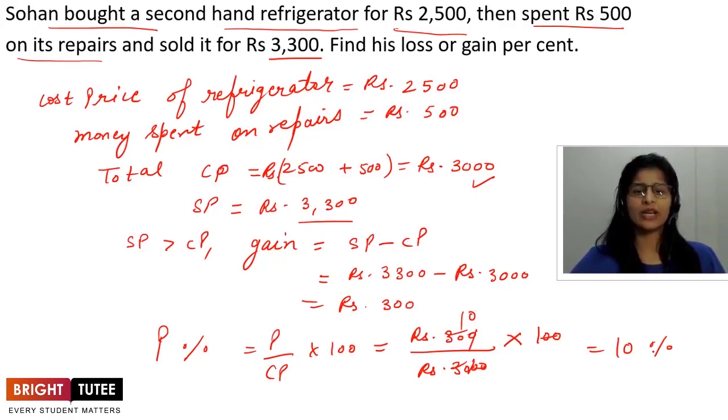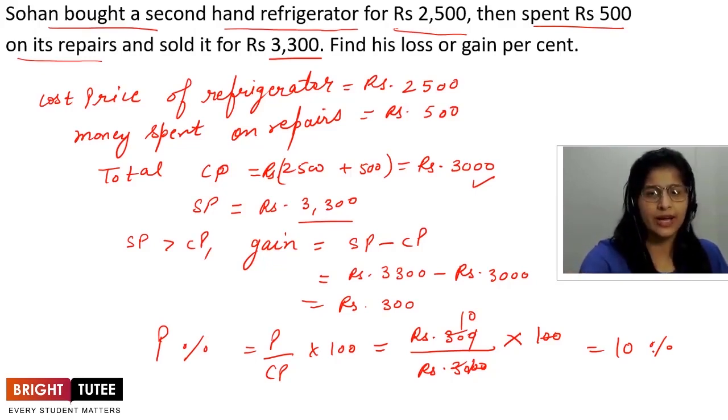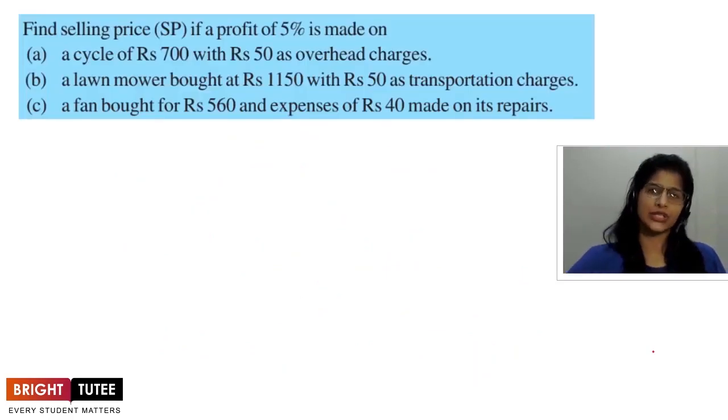Then profit percent is calculated as profit upon cost price into 100. So we have divided it and we got the answer as 10%. Clear? This is how we are going to solve our statement sums in the exercises as well. So we are going to have a lot of practice of all the questions in this chapter, so that the profit, loss and their percentages and selling price, cost price, discount and marked price, this is all clear to you. Clear? Let's move ahead. Here is another question.